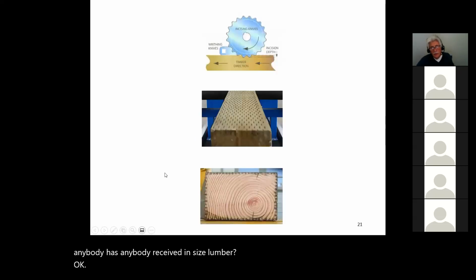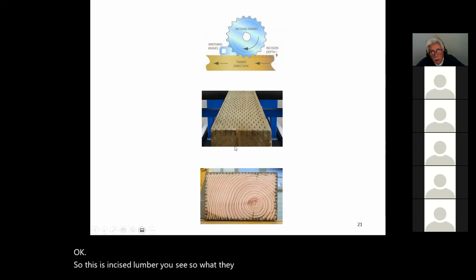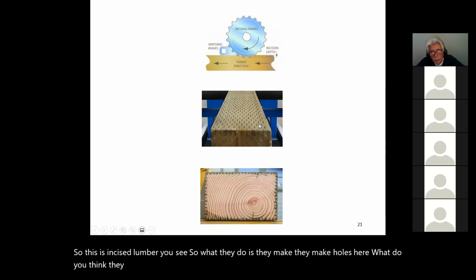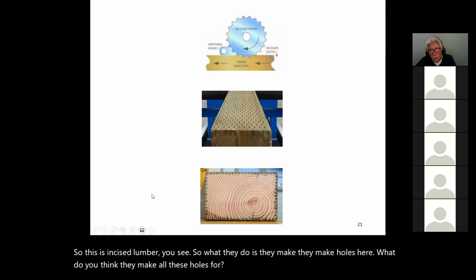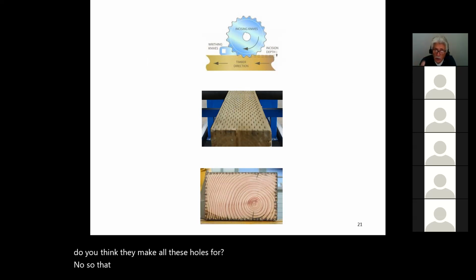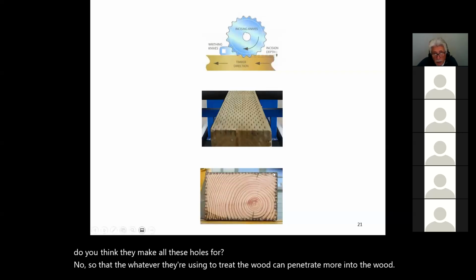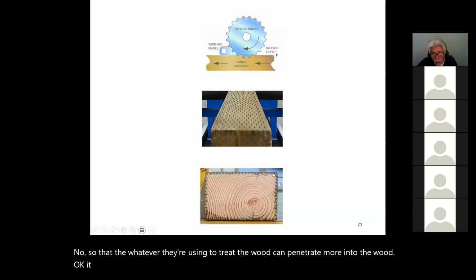So this is incised lumber. You see? So what they do is they make holes here. What do you think they make all these holes for? So the water evaporates from the wood. No, so that whatever they're using to treat the wood can penetrate more into the wood. It allows the treatment, whatever chemical they're using, to penetrate further into the wood. You see?